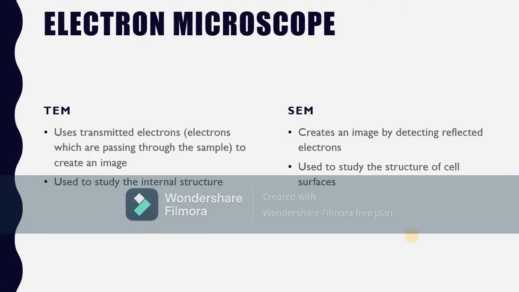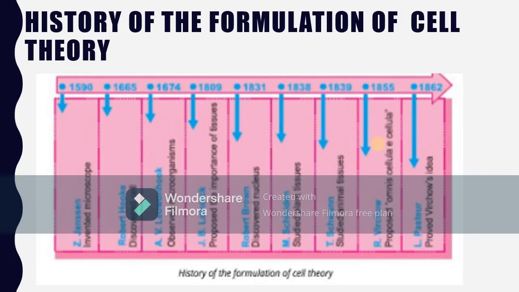Electron microscope is also divided into two more types, that is transmission electron microscope and scanning electron microscope. The transmission electron microscope uses transmitted electrons, meaning electrons which pass through the sample to create an image, and it is used to study the internal structures, while the scanning electron microscope creates an image by detecting the reflected electrons, and it is used to study the structure of cell surfaces.